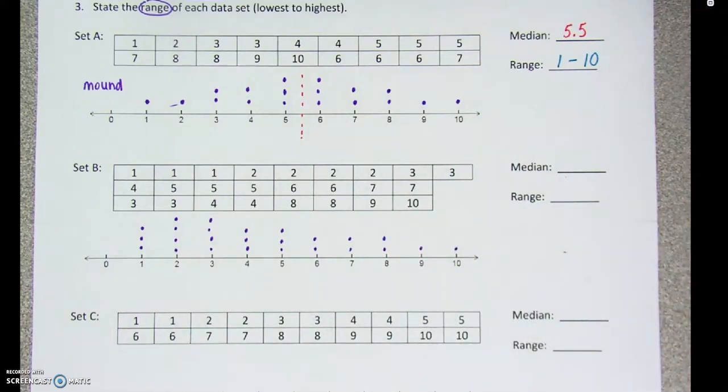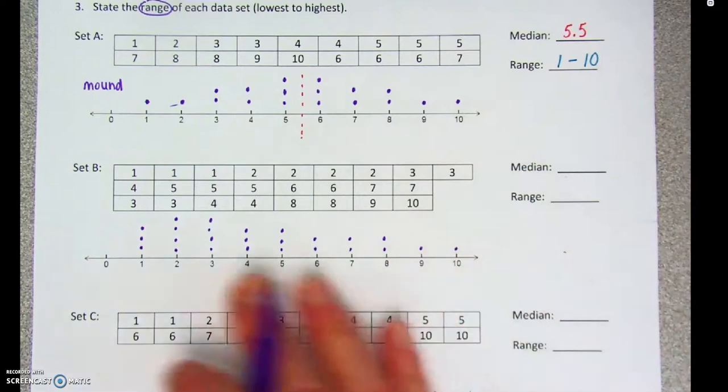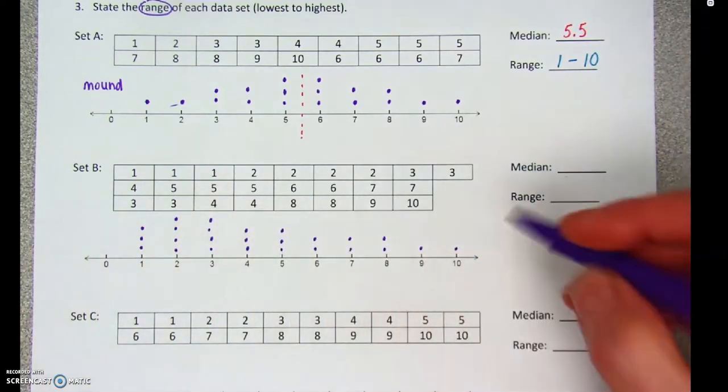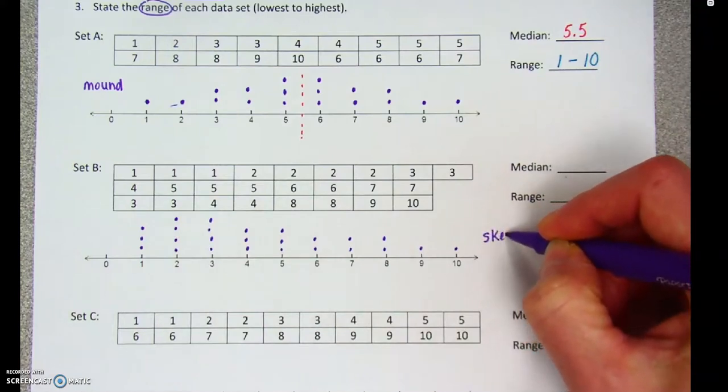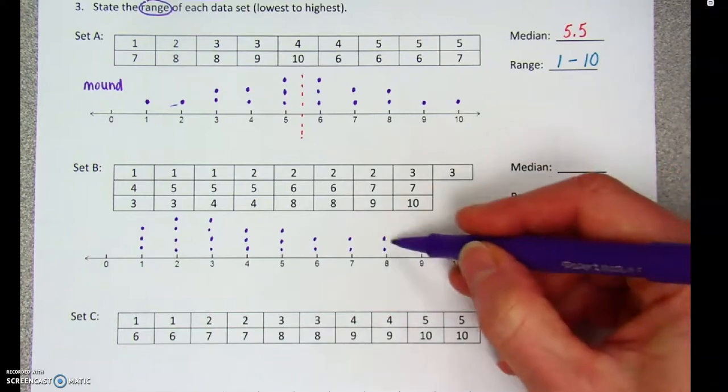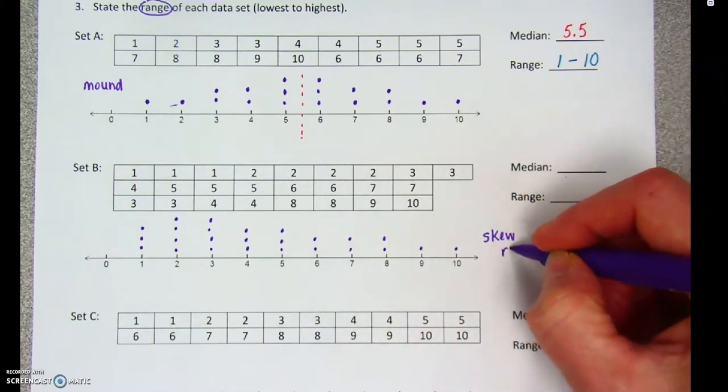This data set is skewed, meaning the data is kind of piled up on one side and then it sort of tails off. And when you want to say the direction of the skew, you say wherever the tail end is. And as this kind of pulls in this direction, we would say this is skewed to the right.